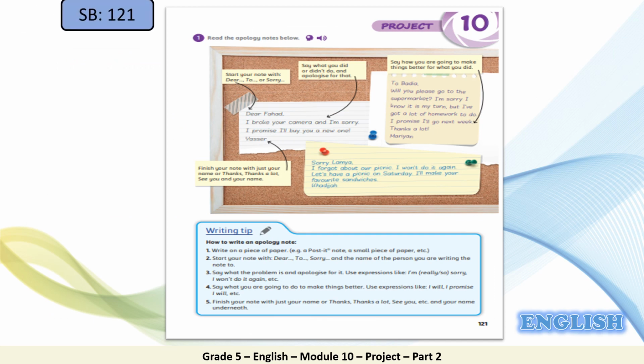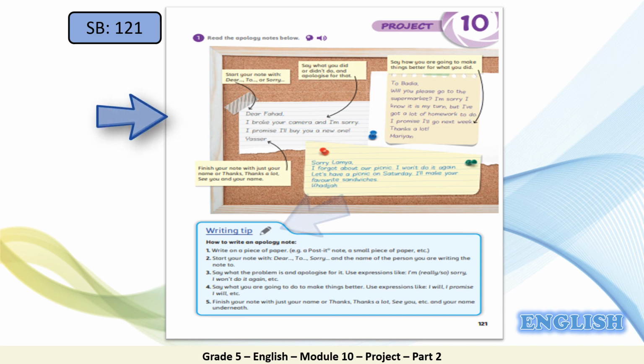Do you remember yesterday's lesson? We read about 3 different apology notes. Today, we are going to know how to write an apology note. Let's recall the important points we discussed together.